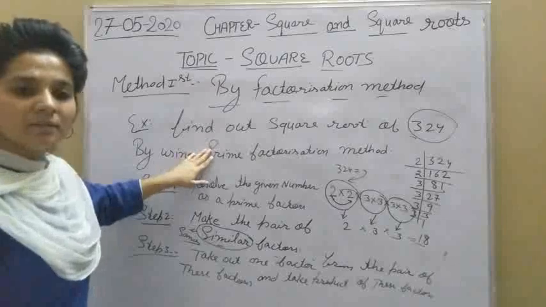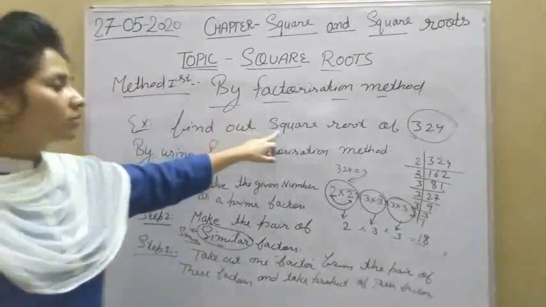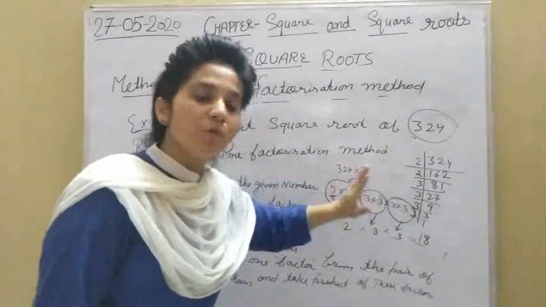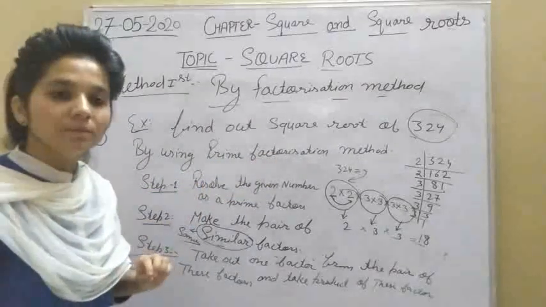I am repeating this example again. We have to find out the square root of the given number 324 by using the prime factorization method.